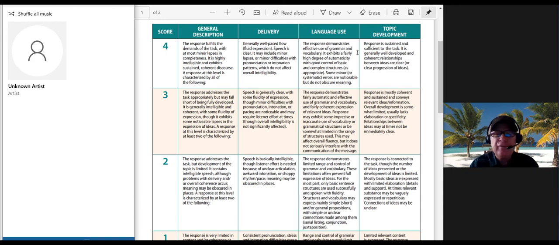If you look at the four here, it says generally well-developed, coherent relationships. Here you have overall development is somewhat limited, lacks elaboration and specificity. If you say one can and we can, one can we, blah, blah, blah, that's not very specific. You're using these pronouns that don't have any clear reference.